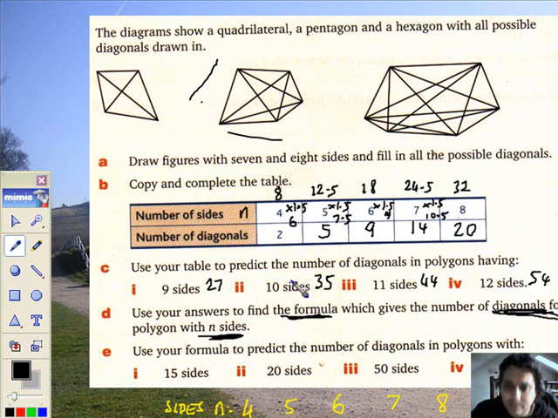Can you see that if I take away 6 from 8, I get 2. If I take away 7.5 from 12.5, I get 5. If I take away 9 from 18, I get 9. If I take away 10.5 from 24.5, I get 14. And I want to stop there.